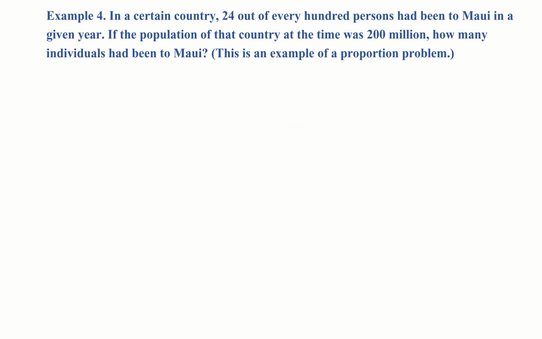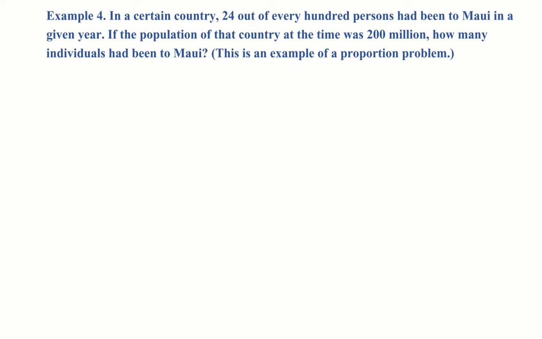Here's an actual word problem related to proportions. In a certain country, 24 out of every 100 persons had been to Maui in a given year. Good for them. Fantastic place. If the population of that country at the time was 200 million, how many individuals had been to Maui? Okay, so this is a great example of a proportion problem.